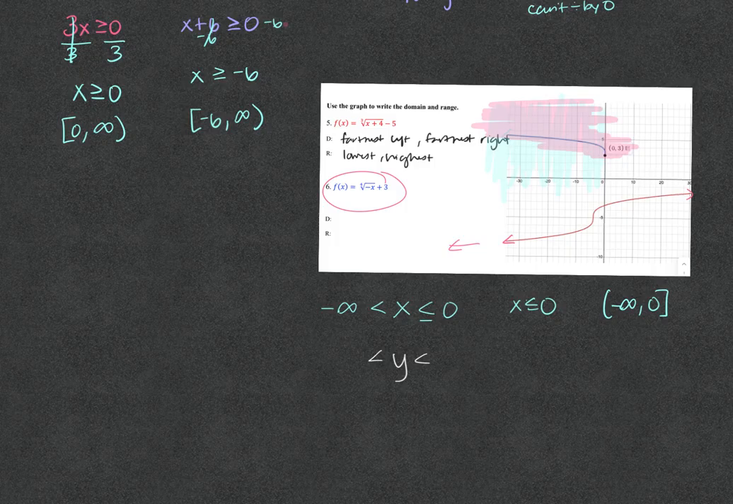So let's write what's going on there. We are starting as low as 3. We actually get to include it. And then it goes forever to positive infinity. So you could just say y is greater than or equal to 3 if you wanted. Or you could do the interval form where you include the 3, use the bracket, and you go to infinity, a parentheses.